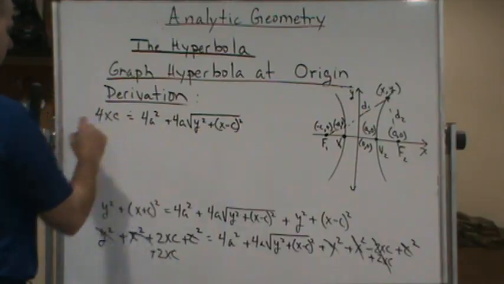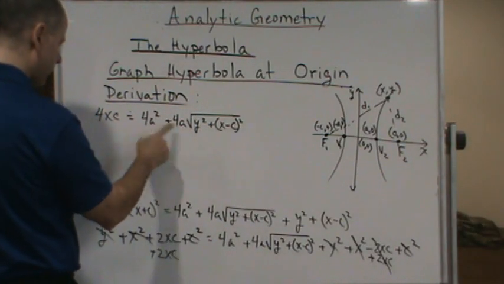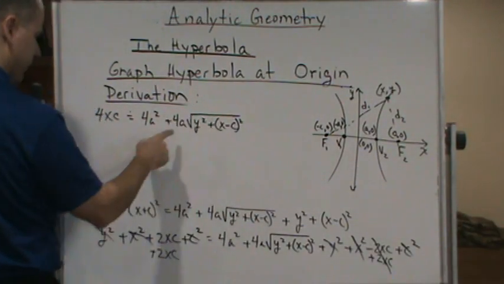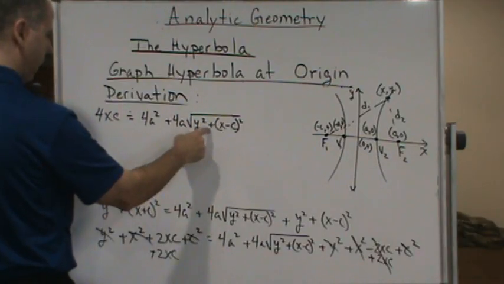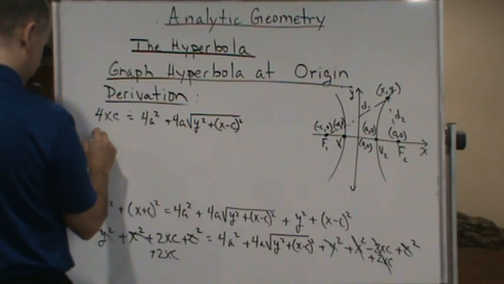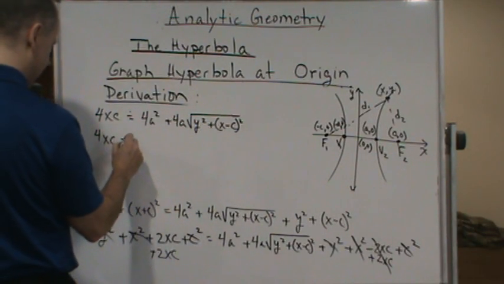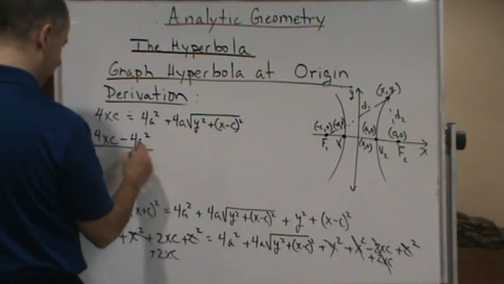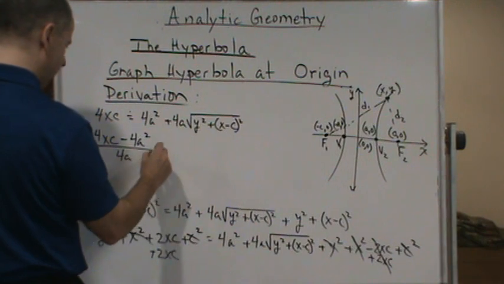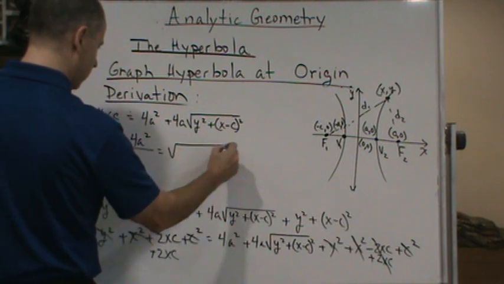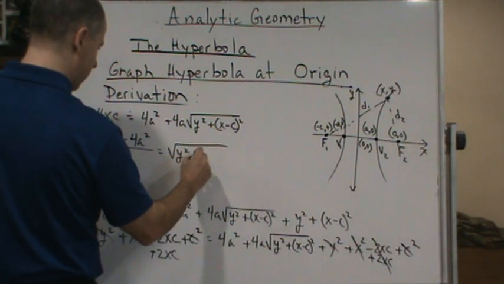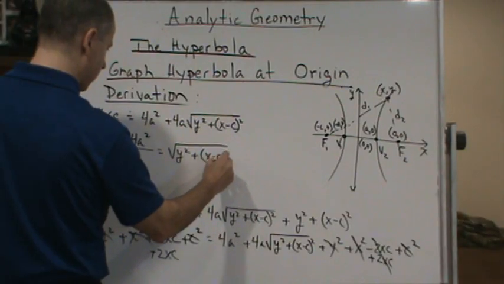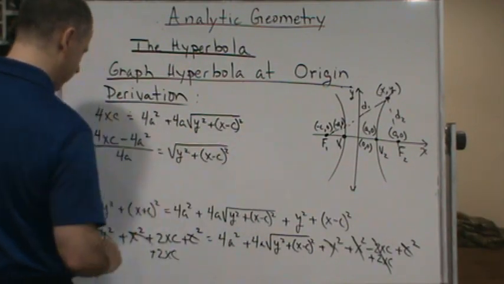Okay, so now we're here. Now let's simplify this and solve it again because we've still got a radical in here. So this will give us (4xc minus 4a squared) divided by 4a equals the square root of y squared plus (x minus c) squared.